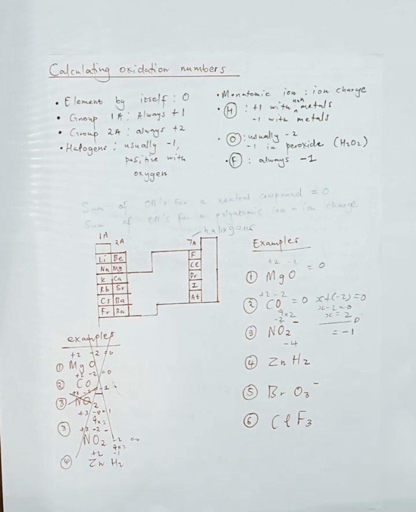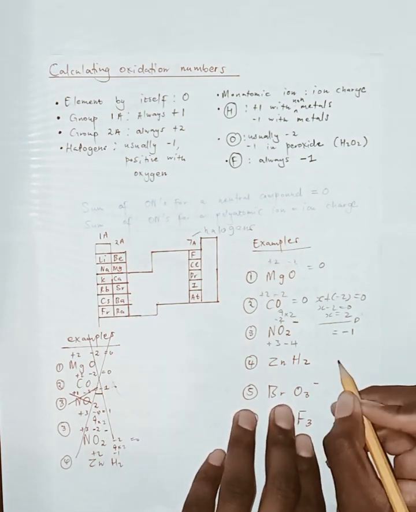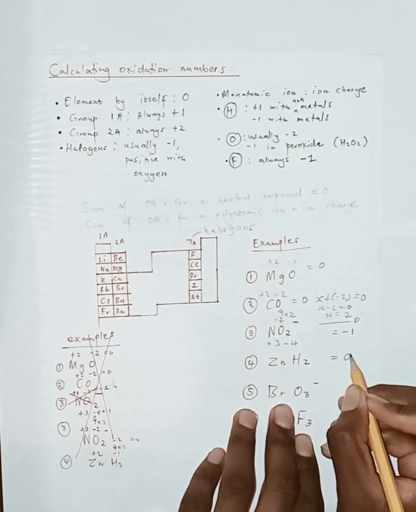So what's the number that will give you -1 if you subtract 4? Correct. So it's 3, guys. 3 minus 4 is equal to -1. So the oxidation number for N is +3. Number 4, again we have another neutral compound, so the sum of the oxidation numbers adds up to 0.